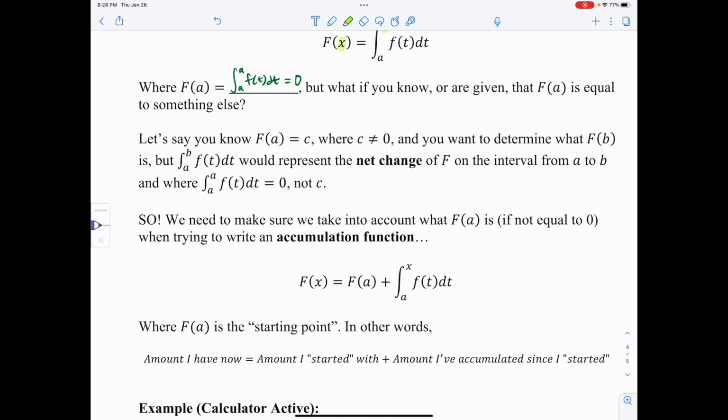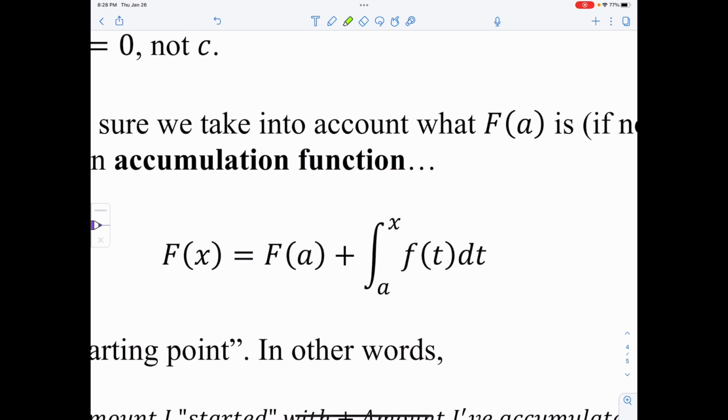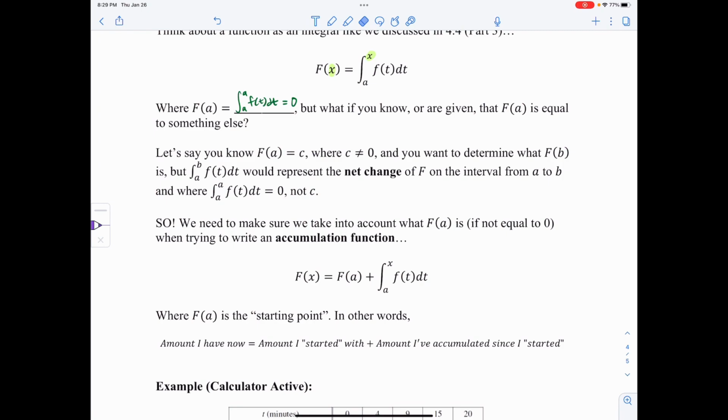So when we are trying to write what we call an accumulation function, it's in this form where you need to take into account the given information and treat whatever the given information is as your starting point. So F of A and then the lower limit of integration here should match, right? So this value for this function should be for this x value. And so that we're taking into account a starting point.